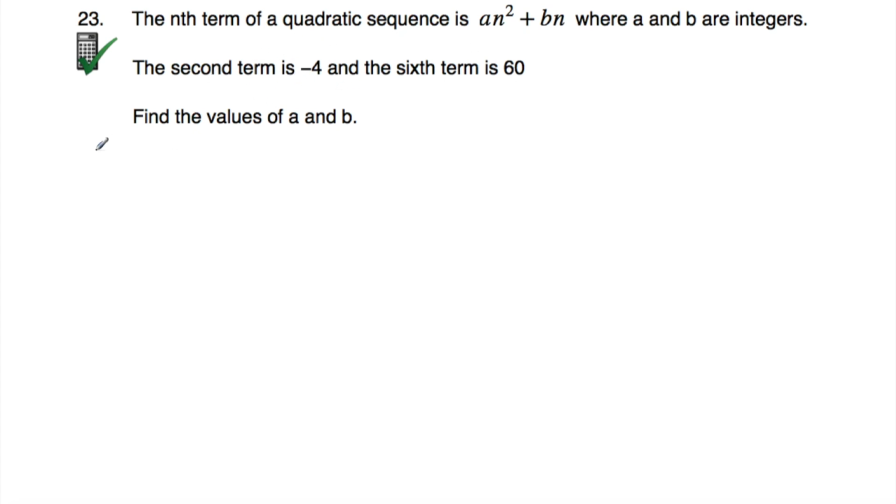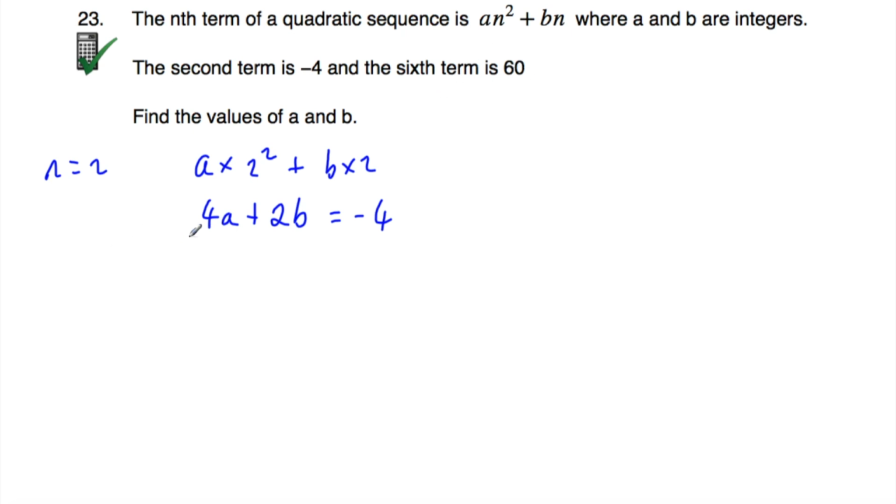So we know the second term is minus 4, so let's let n equal 2 because it's the second term, and let's substitute that into the nth term and put it equal to minus 4. So that means a times n squared, which is going to be 2 squared, plus b times n, and n is equal to 2, so it's going to be b times 2. Let's just simplify this. 2 squared is equal to 4, and then we do a times 4, so that'll be 4a. Plus, and instead of b times 2, let's write 2b. So we've got 4a plus 2b, and we know that the second term of the sequence is equal to negative 4. So that's our first equation.